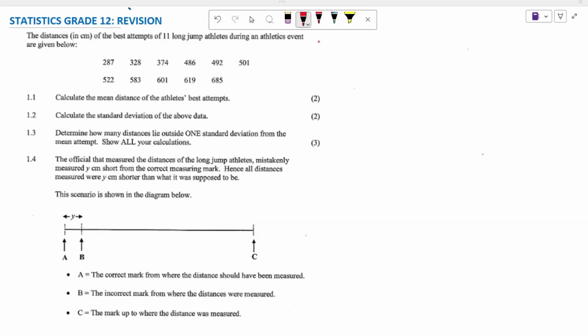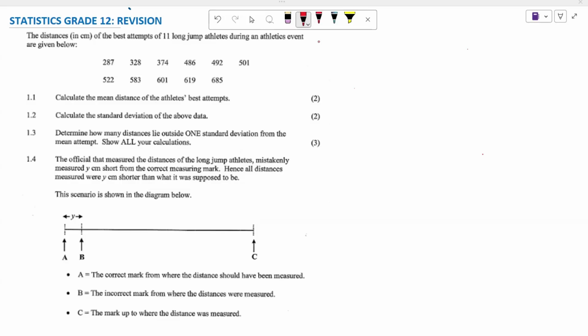Now they are saying the distance in centimeters of the best attempt of 11 long jumping athletes during an athletic event are given below, right? So basically this is the data. And then they want us to calculate the mean distance of these athletes' best attempts, right?